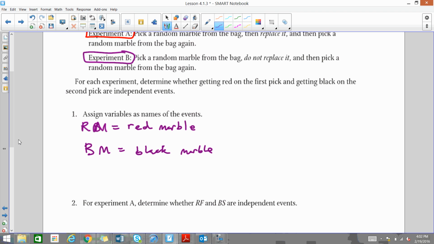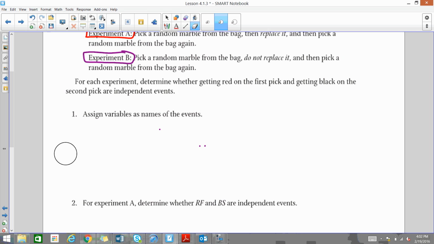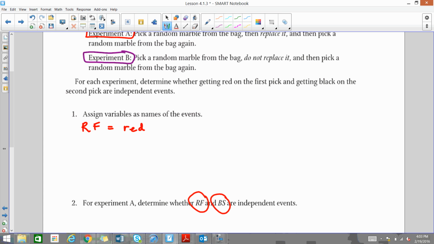Oh, they named it RF and BS. So let's change this because I kind of messed this up. I guess there's a bunch of different names that they want you to choose. You can name your red marble, black marble, but they're using these down here, and this is what I just noticed. So they have RF and BS. RF means that you get a red first, so you pick a red first. And then BS means black second.